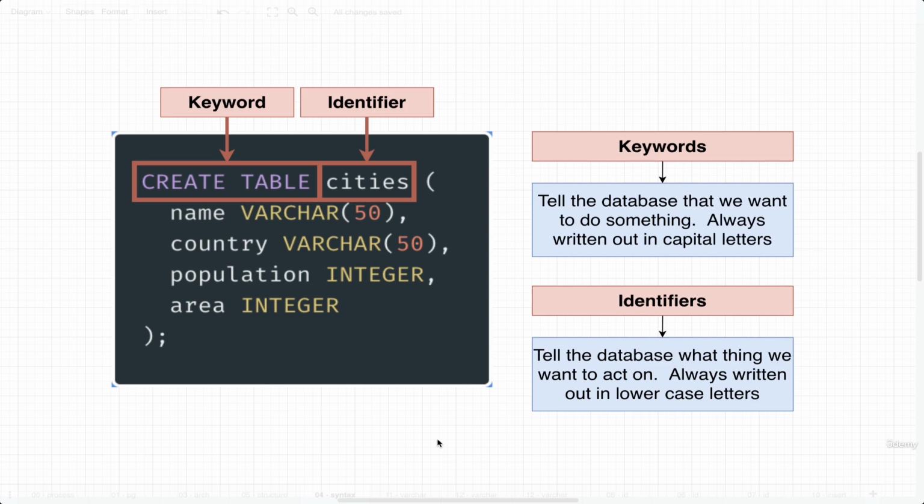Keywords are very special words inside of SQL that tell the database that we want to do a very specific thing, or designate some particular option. Identifiers are how we tell the database what we want to somehow operate on. So in this case, create table is an example of a keyword, and cities is an example of an identifier. Keywords are always going to be capitalized, and identifiers will always be all lowercase.